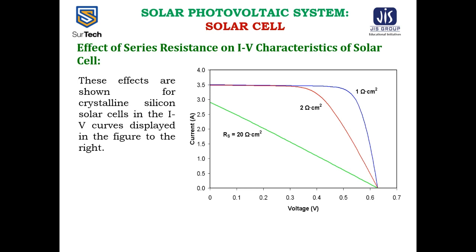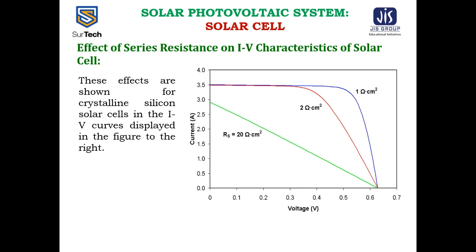Losses caused by the series resistance are, in a first approximation, given by P loss equals V_RS multiplied by I, that is I squared times RS, and increase quadratically with the photocurrent. The series resistance losses are therefore most important at high illumination intensities.